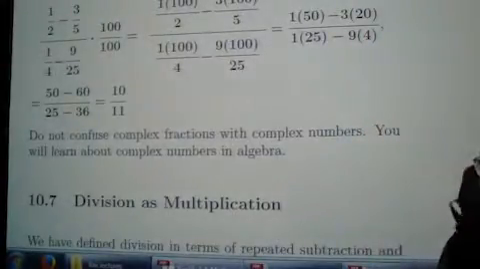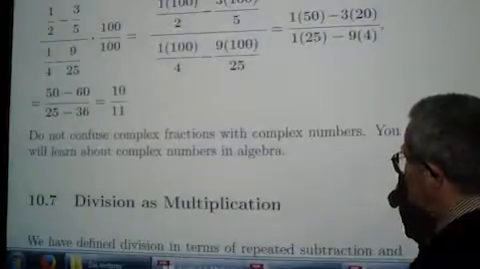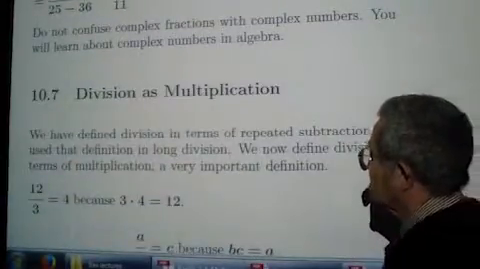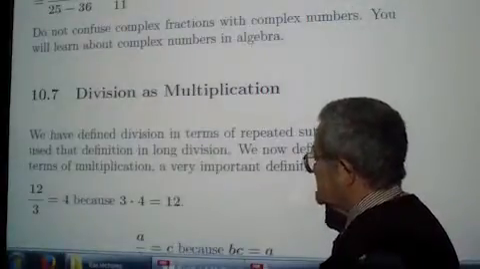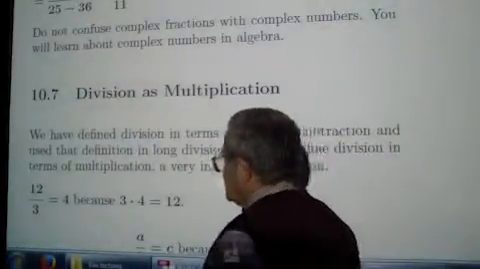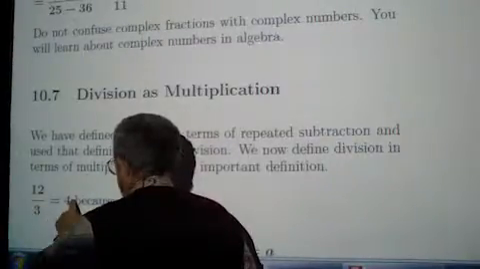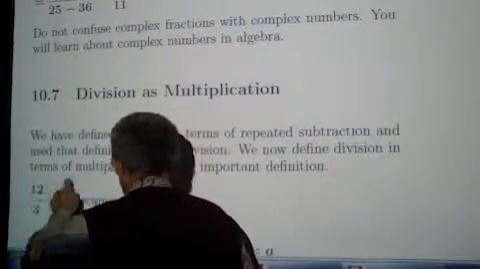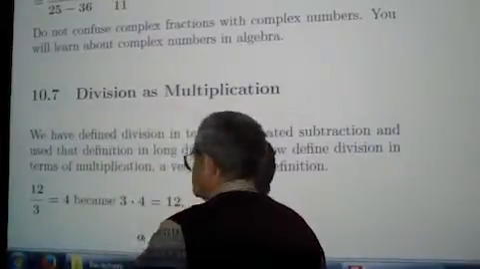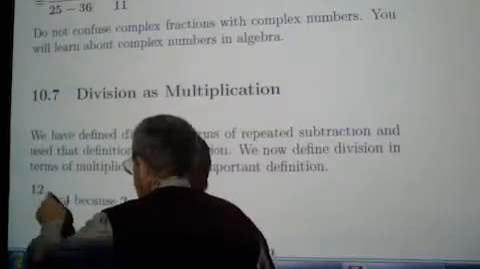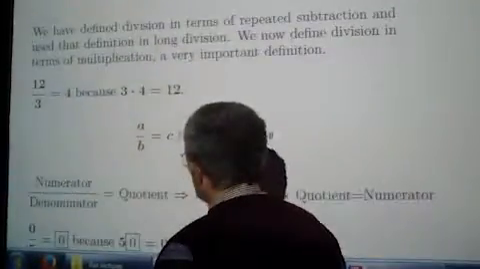Okay, we are moving on. We want to define division as multiplication. If you have 12 divided by 3, which is 4, you multiply the 3 by the 4, and you get your numerator or dividend, which is 12. So denominator times quotient gives you numerator.